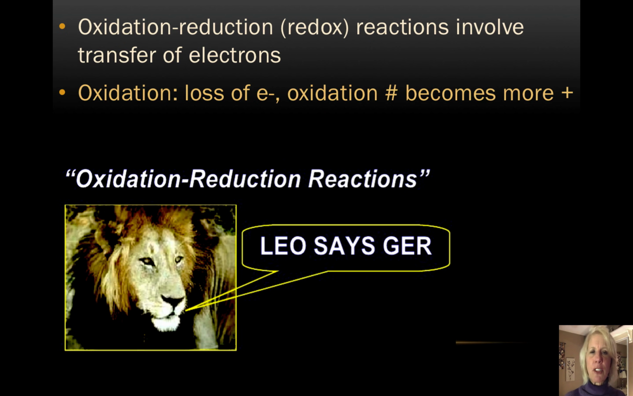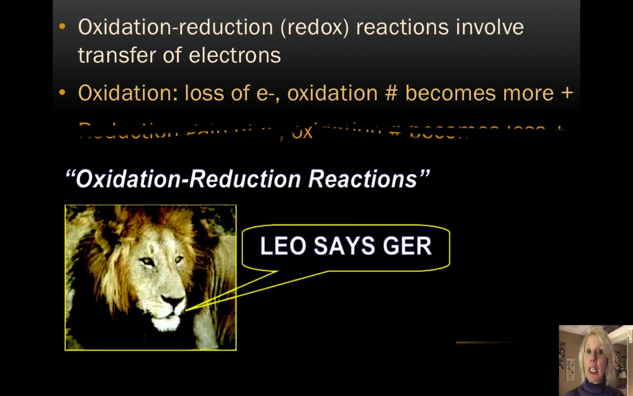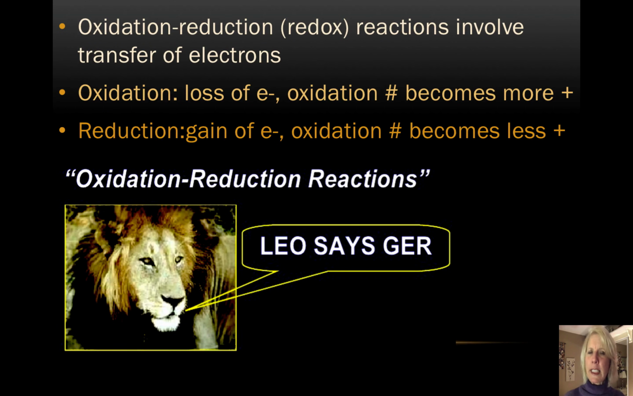Now, oxidation is defined as the loss of electrons. When something loses electrons, we say that substance is being oxidized. When something loses electrons, it becomes more positive. The oxidation number becomes more positive. Now, the opposite of oxidation is reduction. Reduction is the gain of electrons. When something gains electrons, we say that substance is being reduced. Now, when something gains electrons, its oxidation number becomes less positive.